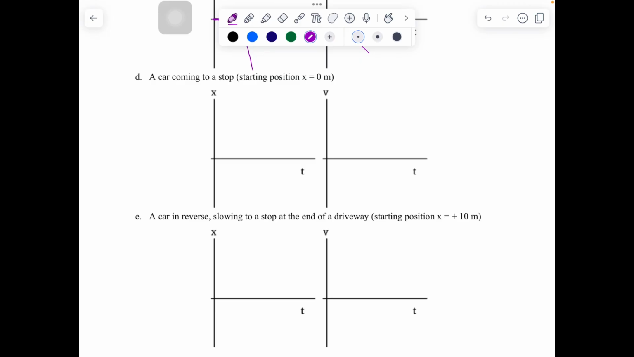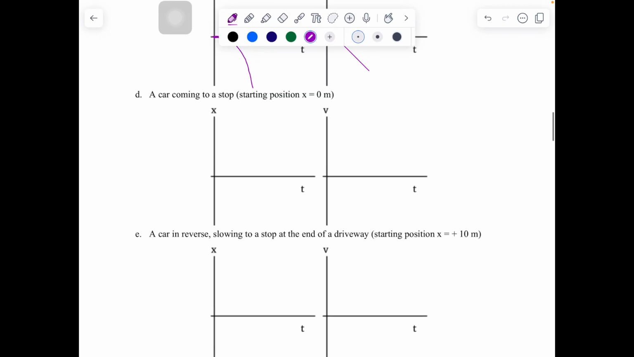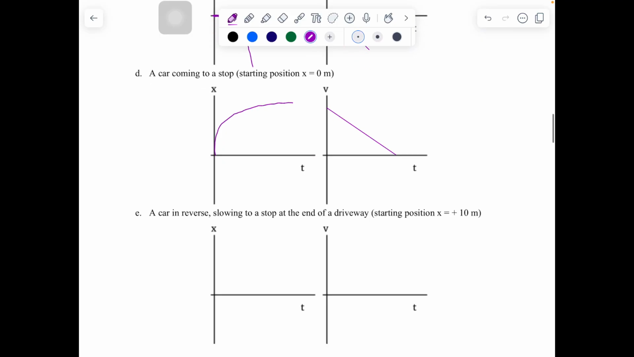All right, a car coming to a stop. The starting position is 0 meters. We don't know what way the car is moving, but let's just presume we're moving forward. So we're moving fast. Don't want a straight line. We have a steep slope, and then we're leveling off. There we go. Coming to a stop where we have 0 slope at the end. We're moving forward, so we have a positive starting velocity, but we're slowing down. Eventually, we need to end up at our x-axis because we will eventually come to a rest. And a rest on a velocity time graph must be the x-axis, where we have 0 velocity.